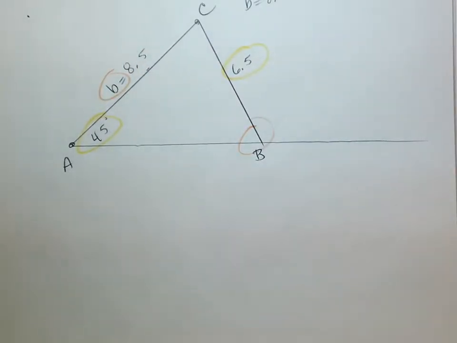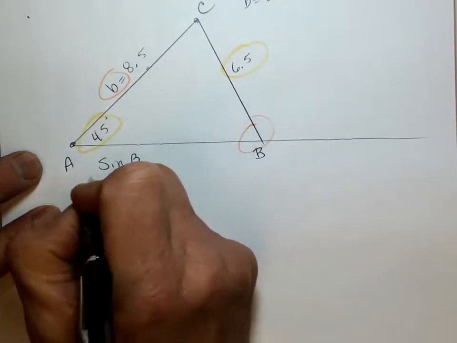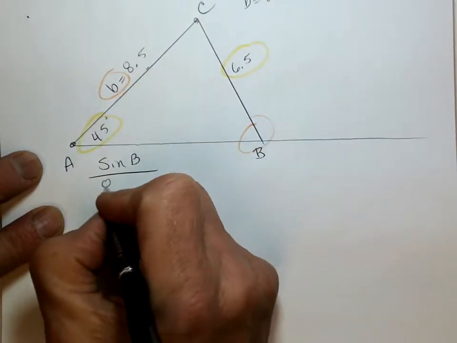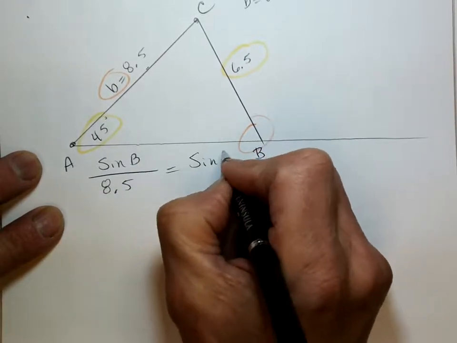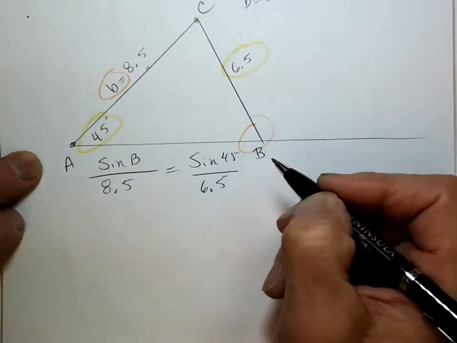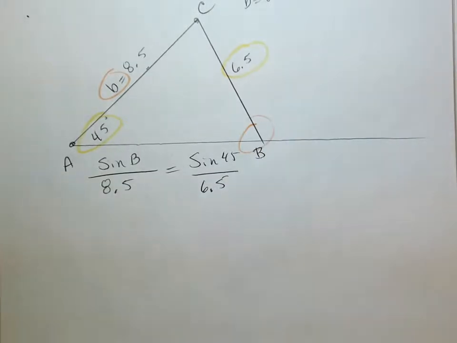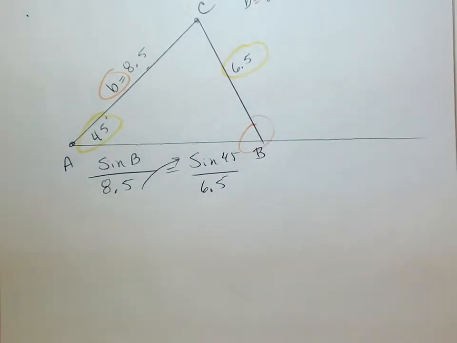So let's set up sine of B over 8.5 equals the sine of 45 over 6.5, okay? I'll just multiply it up. I will have to sine inverse because I don't know the angle. So I will get a decimal. I will sine inverse it, okay?